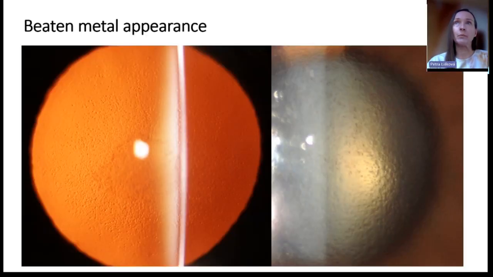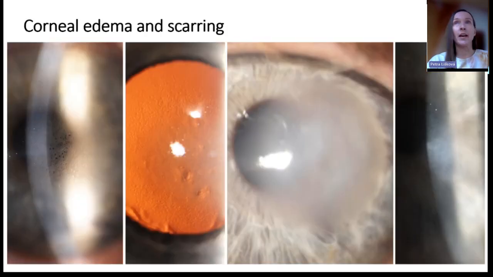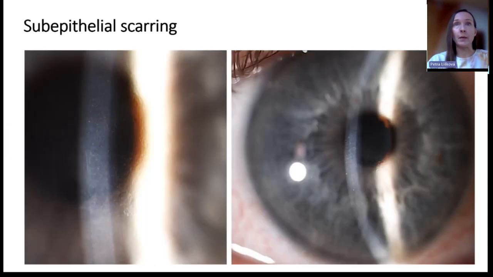Here you can see the typical beaten metal appearance as a result of corneal guttata. Advanced stages of Fuchs endothelial corneal dystrophy with corneal edema and scarring that affect corneal transparency. Subepithelial scarring.